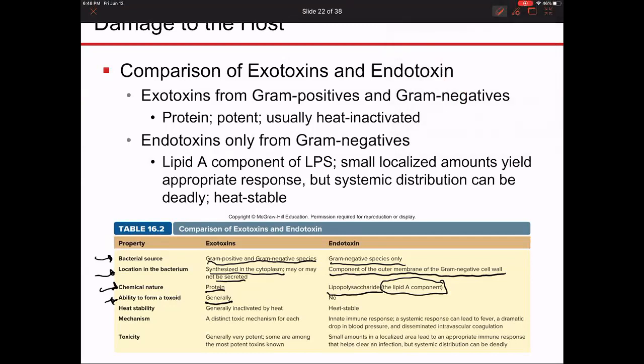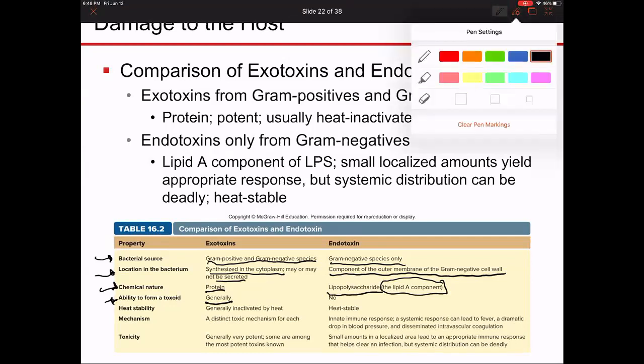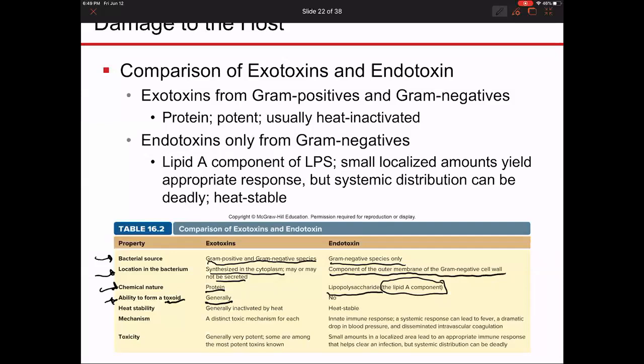You could use it as a vaccine in the case of exotoxins, but you never use lipid A endotoxin as a potential vaccine, because you cannot generate a toxoid from this lipid A component. In terms of heat stability, you can easily inactivate exotoxins by heat, not the endotoxins.